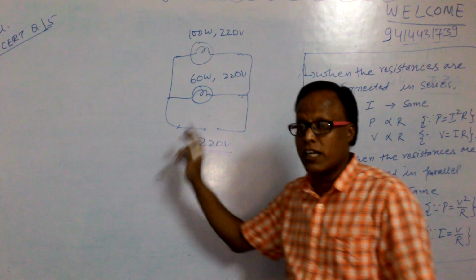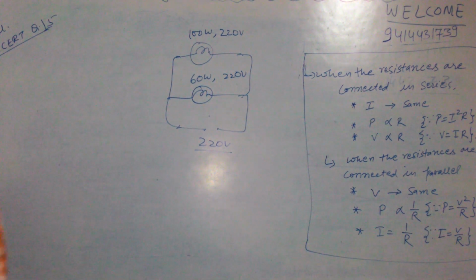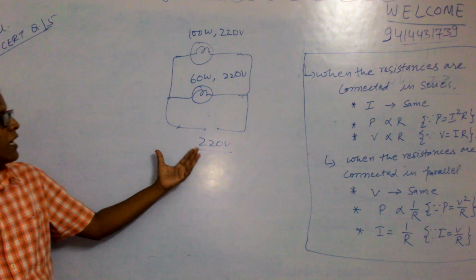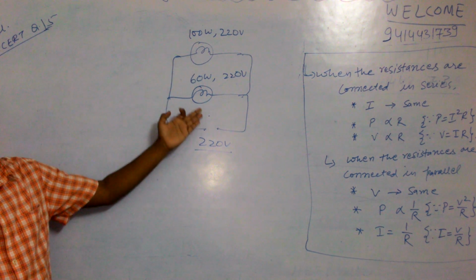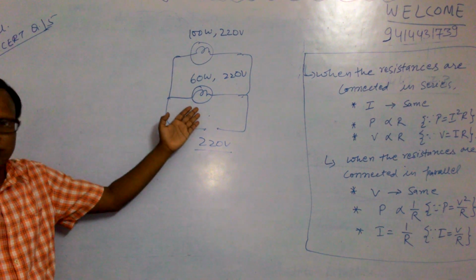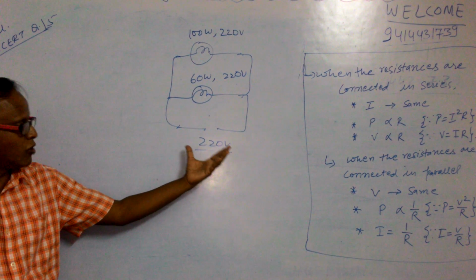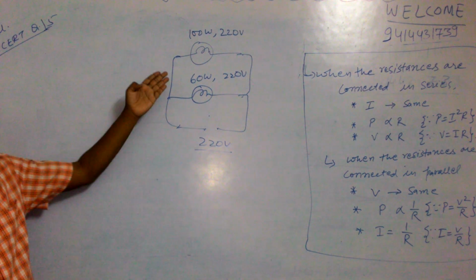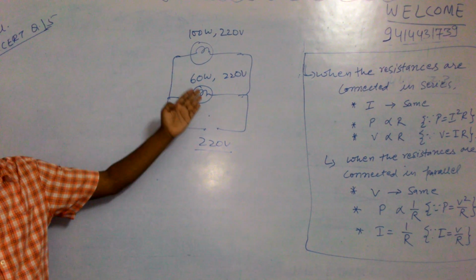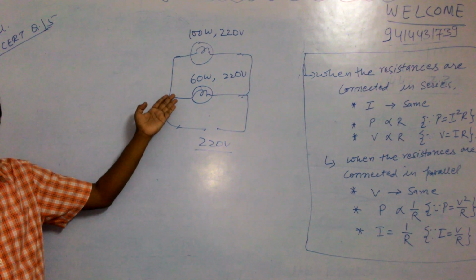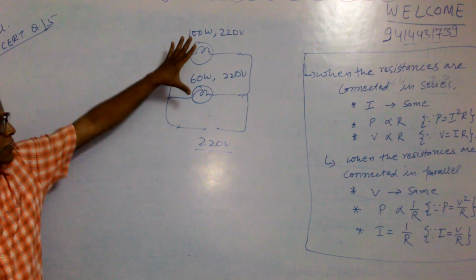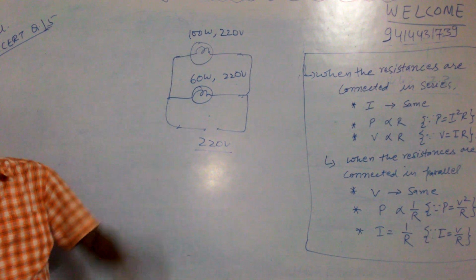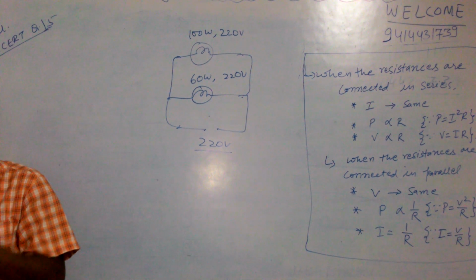To calculate the line current or circuit current, we have to calculate the net resistance of the circuit. Assume these are two resistors connected in parallel with a DC source of 220 volt. We calculate resistance 1, then resistance 2, then the effective resistance, and then by Ohm's law we can calculate the value of the current.